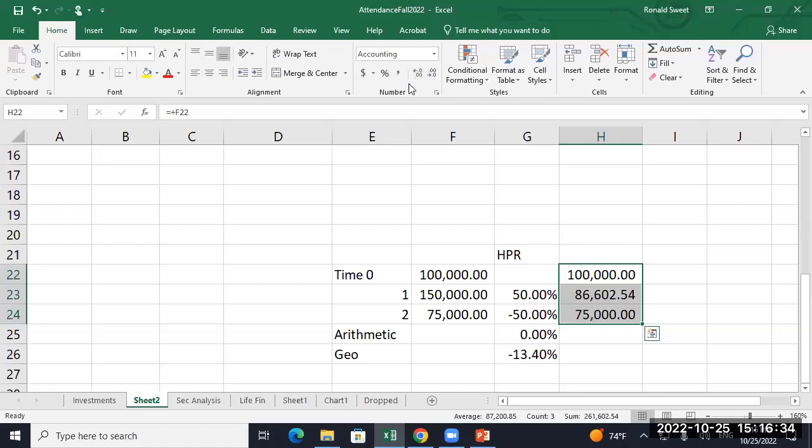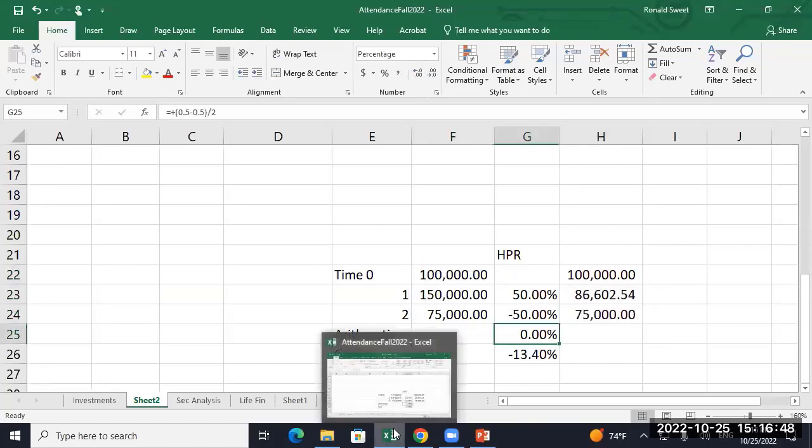Which of these numbers are you going to believe? The negative 13. Which do we publish in our official returns? The 0. Why is that? Because your uncle could have given you a lot more money here or whatever. And this is the number we use for these time-weighted returns.